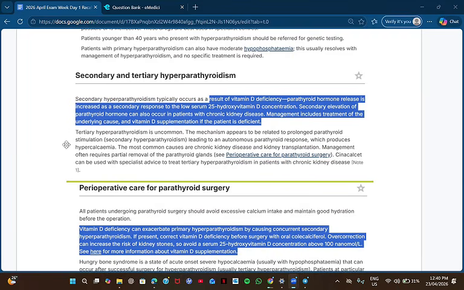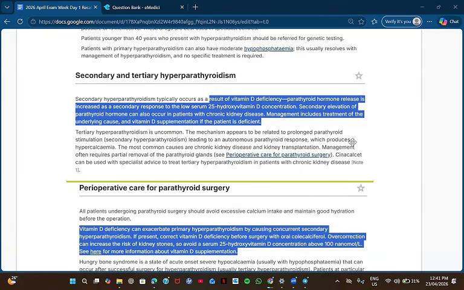So now tell me, what are the other causes for secondary hyperparathyroidism? Other causes for secondary hyperparathyroidism? Just think and tell. Tell me, doctors. Okay. CKD, vitamin D deficiency, what else?